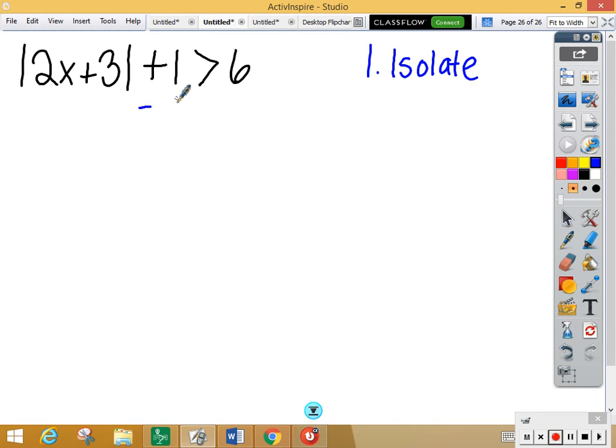The inverse of addition is subtraction. So we need to subtract on each side of the inequality. That becomes the absolute value of 2x plus 3 is, that cancels, is greater than 5.